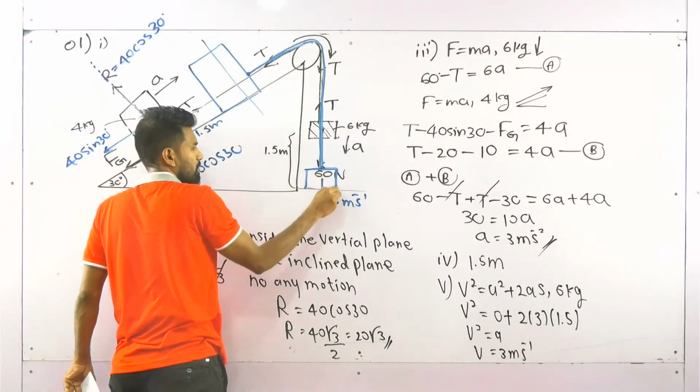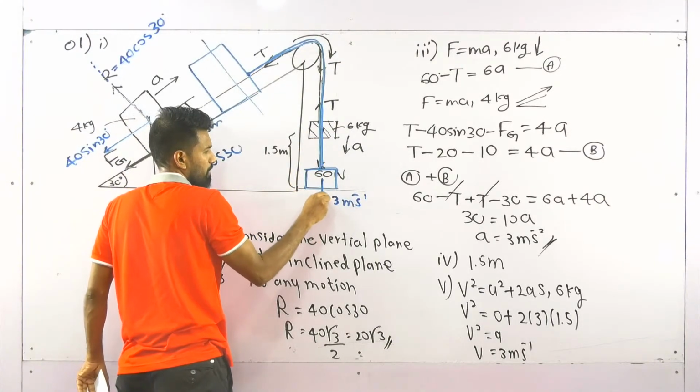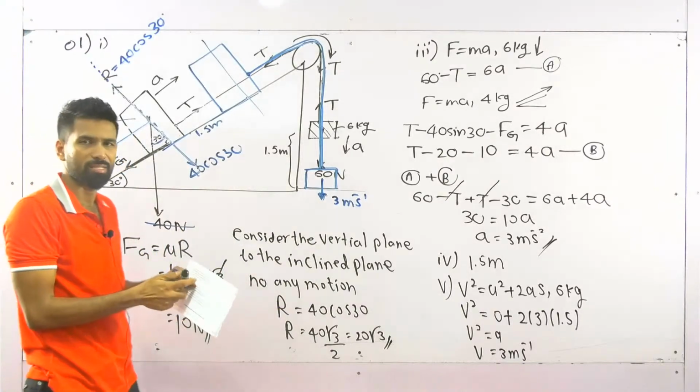It's already on the ground with the 6 kg mass with a velocity of 3 meters per second. Okay. Part 6.